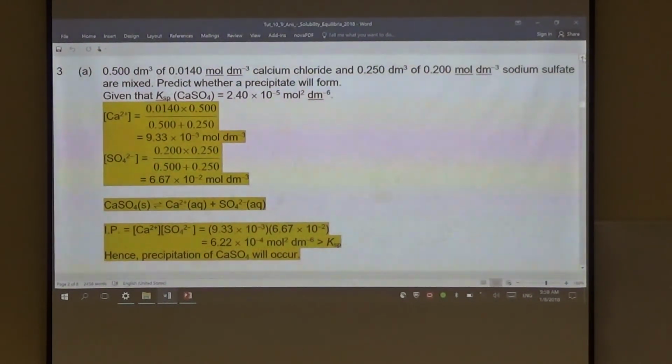Have you all ever seen chalk before? Chalk as in stuff to write with. Okay, that's calcium sulfate. Okay, so 3B, I think I will stop here. Okay, so yeah.